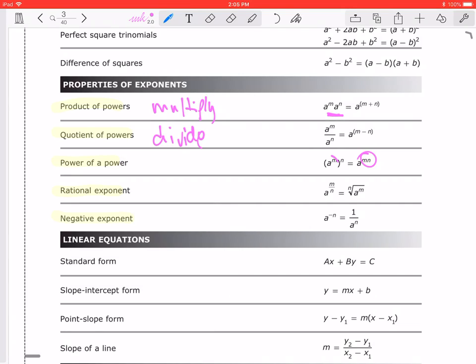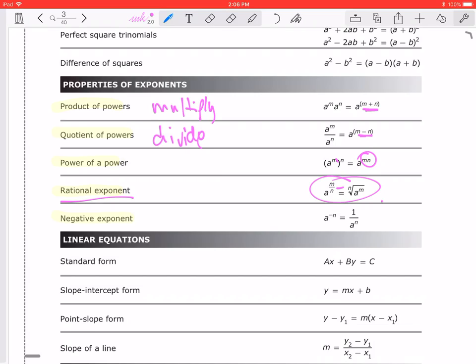Here, when I'm multiplying powers, in other words, I have a to the m power times a to the n power, my bases are the same. If my bases are the same, I can add the exponents. Now, if they're not the same, I can't do anything with those. And same with the quotient, or when I'm dividing. If you notice, both the bases are the same. So, if the bases are the same, I can subtract the exponents when I'm dividing.